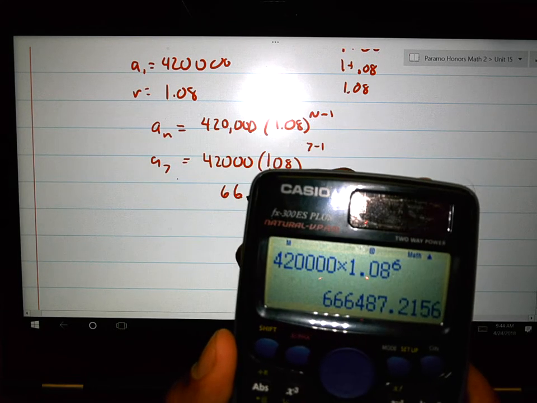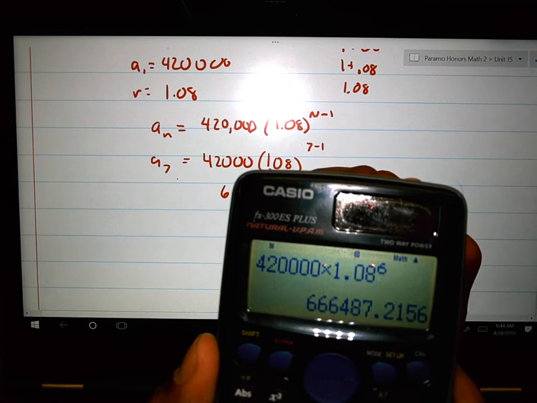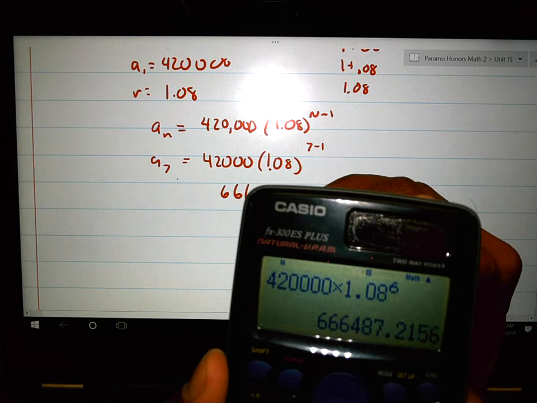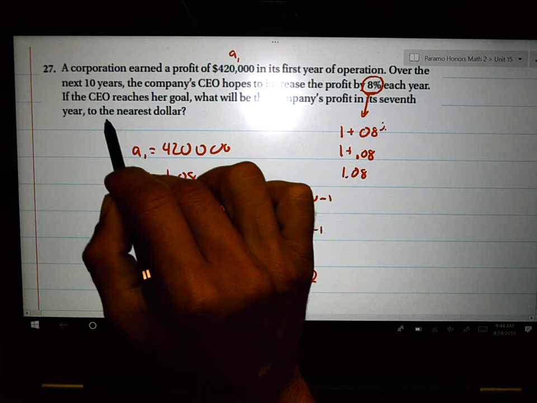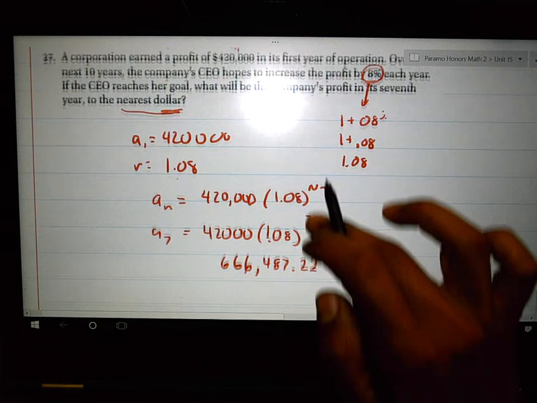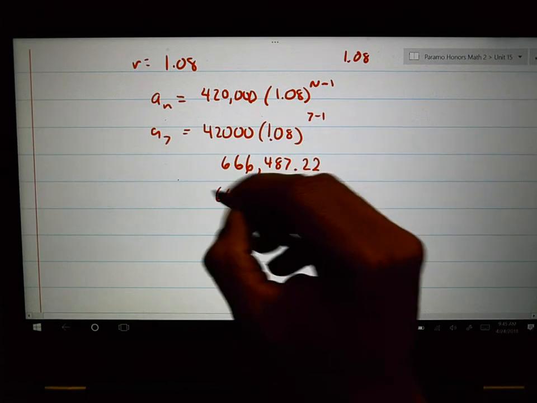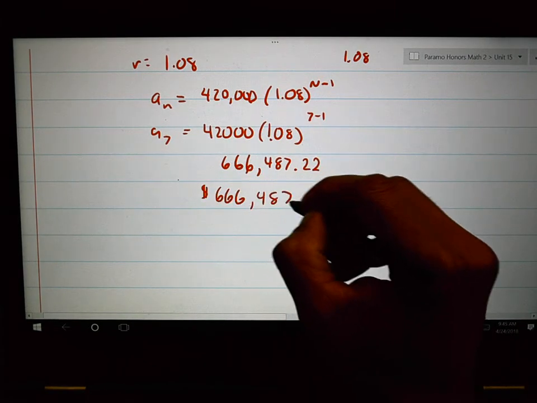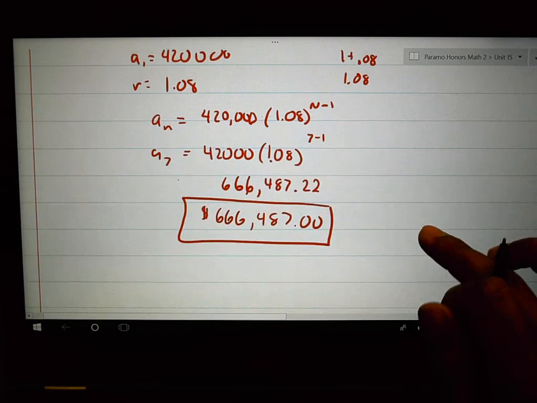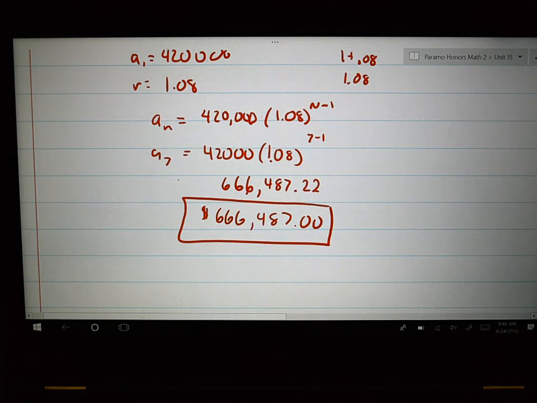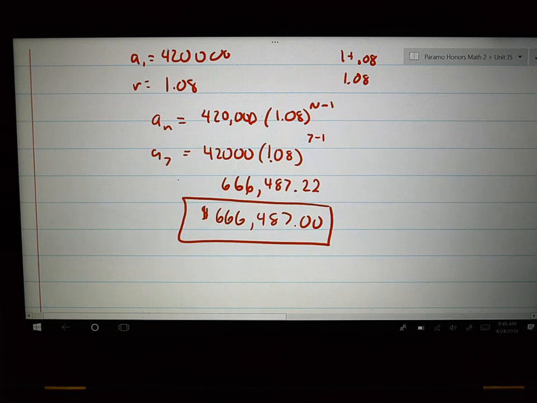That's a bad number. 487.2. Going to the nearest penny is what I think. What does it say to round to here? To the nearest dollar. I thought we rounded to the nearest penny, but apparently we round to the nearest dollar. $660,487 is what we're going to round this to in the 7th year. Pretty interesting. That means it increased by $246,000. That's a lot of extra money.